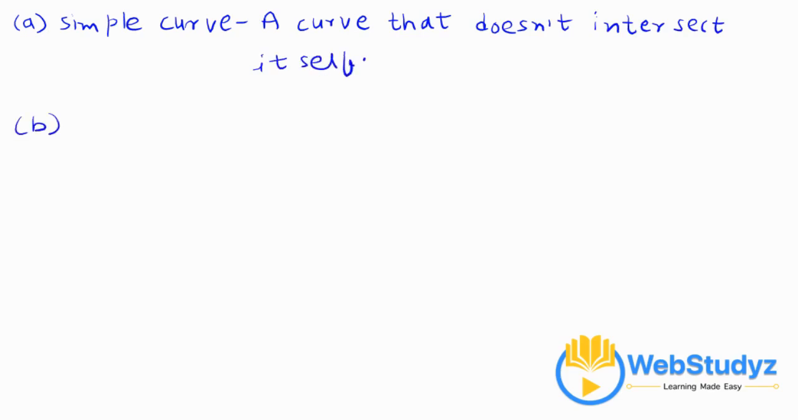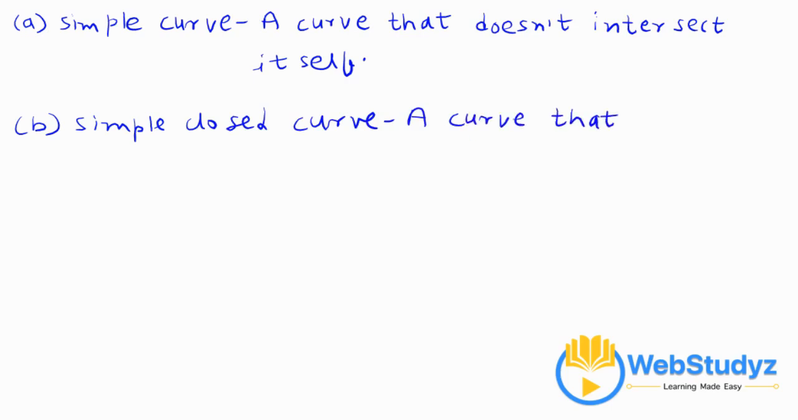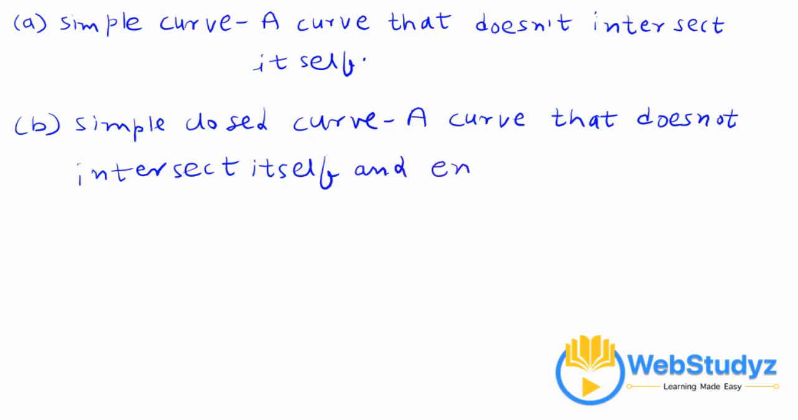And second is simple closed curve. Simple closed curve is a curve that does not intersect itself and ends at the same starting point.